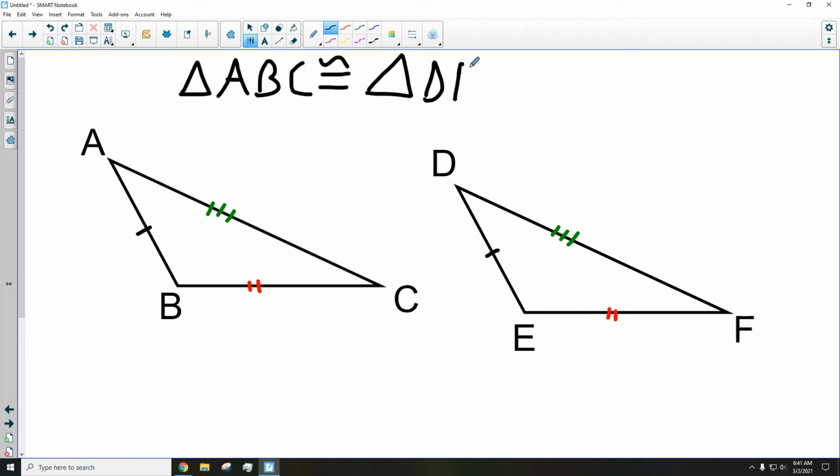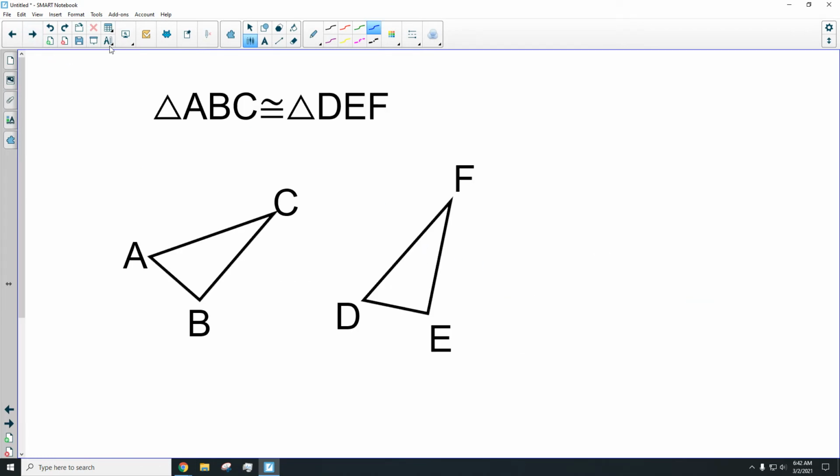So D, E, F. Now what this means is not only do we have all these sides congruent, so AB is congruent to DE, BC to EF, AC to DF, all that, but it also means that my angles have the same relation. So angle A is congruent to angle D, angle B is congruent to angle E, and angle C is congruent to angle F. And again, we'll practice this a bit more. This is just the basics.